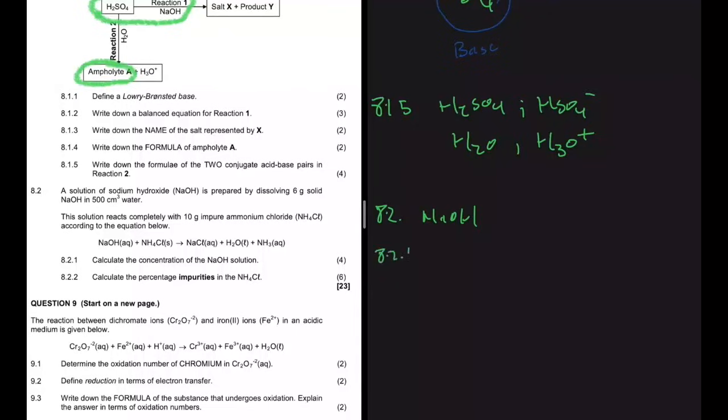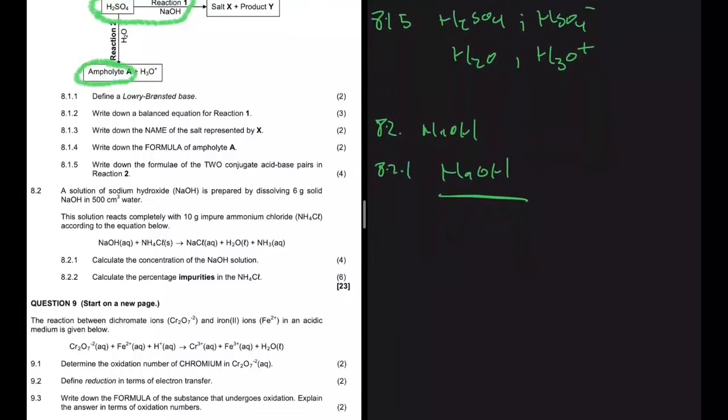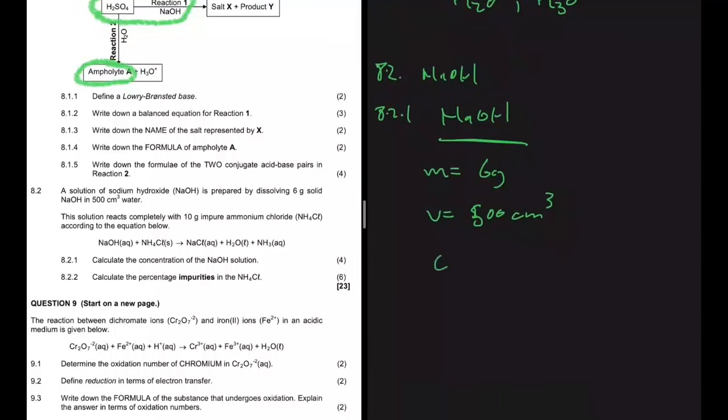So 8.2.1, NaOH. Problem solving 101. We have to write down the information we know about the NaOH, right? So we know fully well that the mass is 6 grams, and then the volume is 500 centimeter cube, and we want to find the concentration. Concentration is number of moles divided by the volume. So from the mass we can find the number of moles, and then we have the volume here. So let's go ahead and do that.